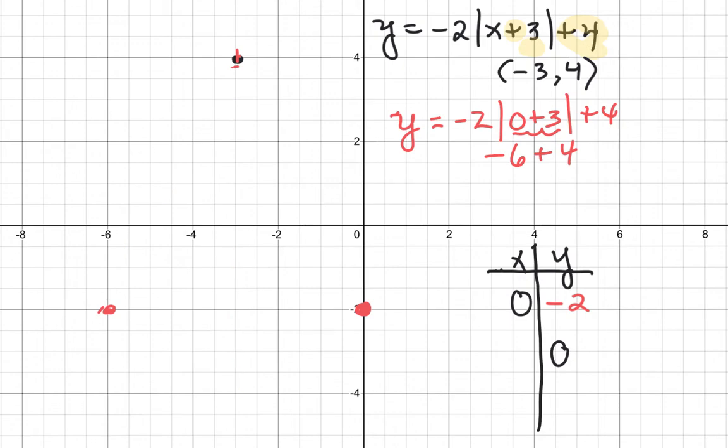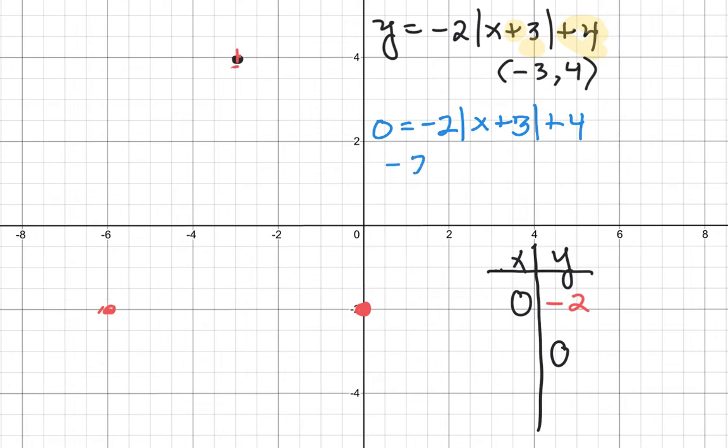So I'm going to do what I did before, and I'm going to put in 0 for y and see what happens. If I substitute 0 for y, I have 0 equals -2 absolute value of x plus 3 plus 4. And now look at this. I've got exactly one of those absolute value equations that we've been solving for months now. I know how to do this. I'm going to isolate the absolute value first by first subtracting that 4 from both sides. That gives me -2 absolute value of x plus 3 equals -4.